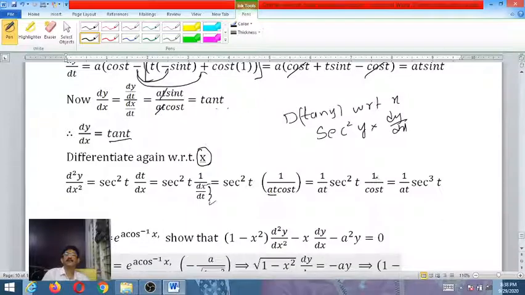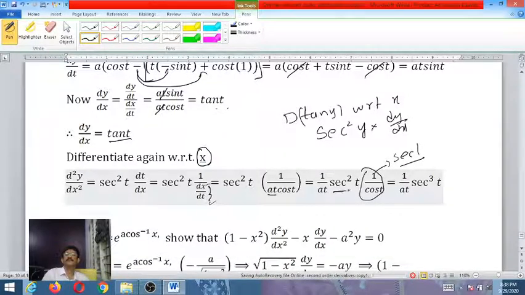Now look at here. 1 by cos t is nothing but secant t. Secant t into secant square t gives secant cube t. So this is the answer.